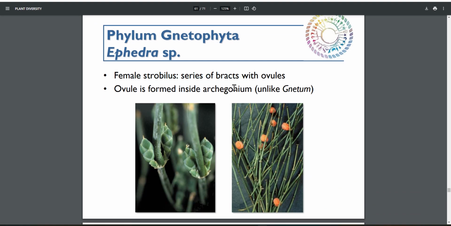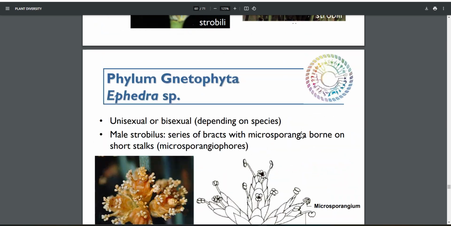For the females, there is a series of bracts with ovules, so this here, and the ovules are formed inside archegonia, which is not like Gnetum. Gnetum does not even have archegonia.